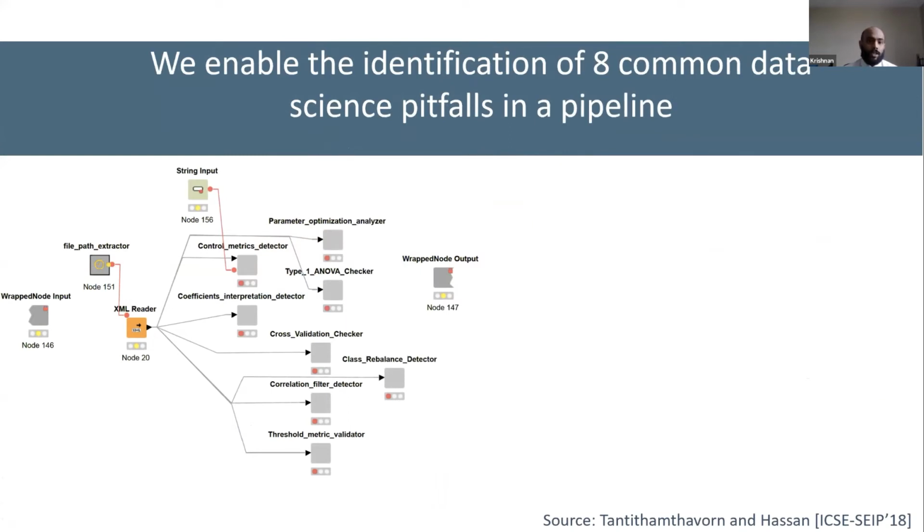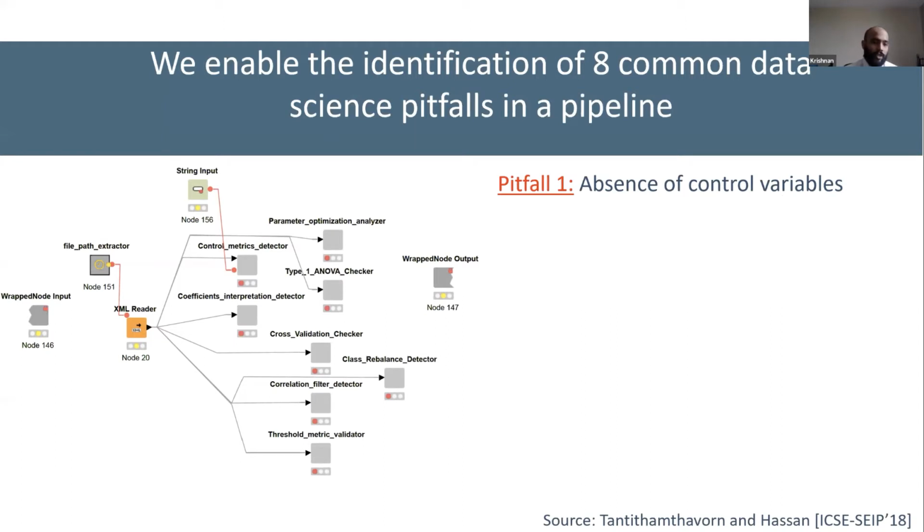So right now at this point, because it's a prototype, we do not support all the common data science pitfalls, but we do support the pitfalls that are identified by Tantithamthavorn, Hassan, and colleagues in one of the studies they published in 2018. So these are the pitfalls that our pitfalls analyzer component currently identifies in any KNIME data science pipeline. So first, absence of control variables.